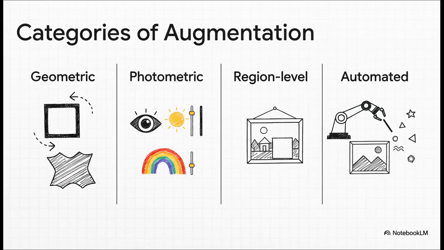Now, there are a bunch of ways to augment data, and they usually fall into a few main categories. You've got your basic geometric tweaks like flipping and rotating. Then there are photometric changes, where you play with things like brightness, contrast, and color. Then we get to the more advanced stuff, like region-level augmentations, and even fully automated systems that learn the best way to augment the data all by themselves.